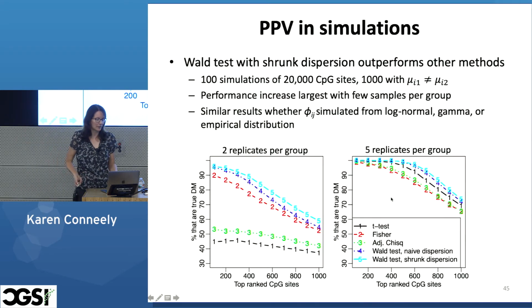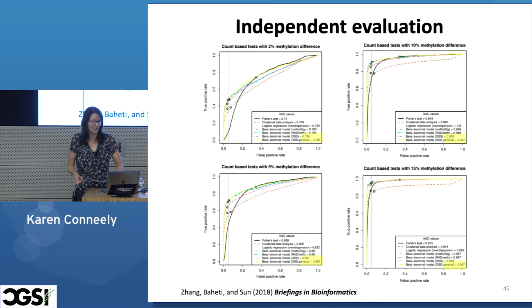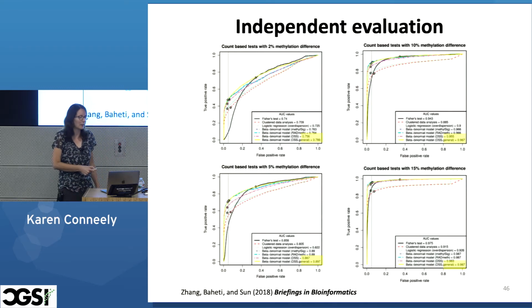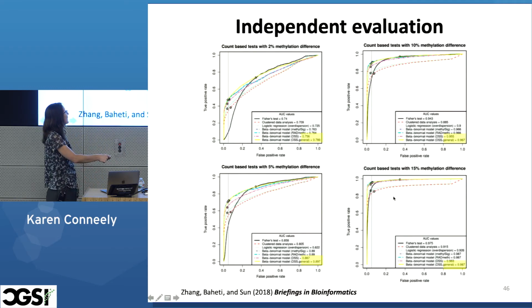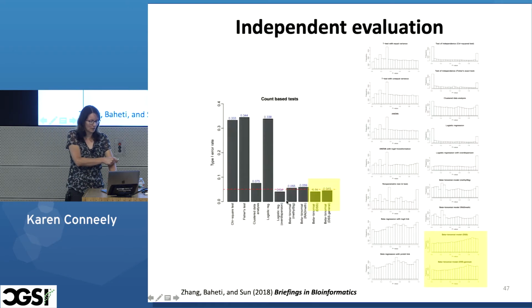And so it is true that the simpler ad hoc methods will start to work better when you have more numbers, just due to things like the central limit theorem and the law of large numbers. There's also been an independent evaluation done recently since we talked about that. It looks like this method, which is implemented in DSS, performs well both in terms of ROC curves, and in terms of having a conservative type 1 error rate, which I've highlighted here, with a nice uniform distribution of p-values like it's supposed to.